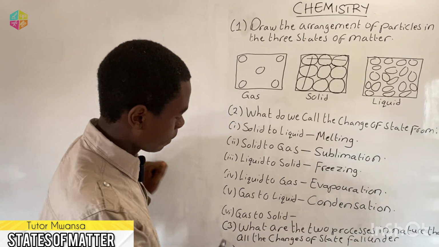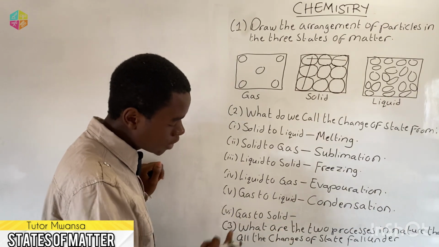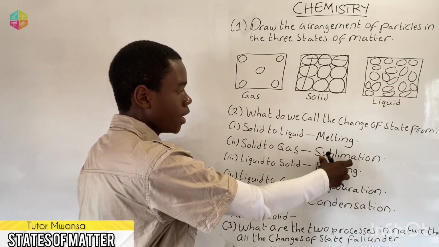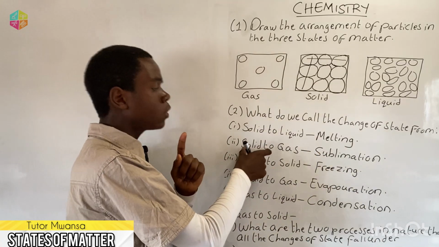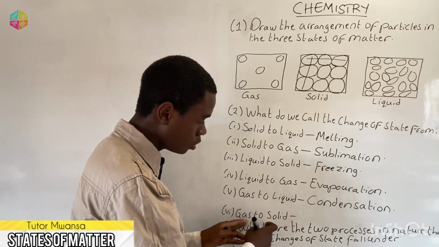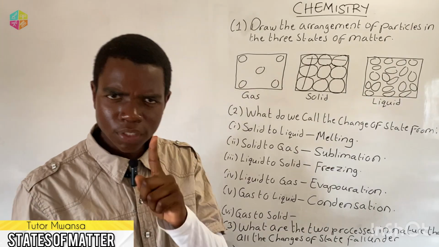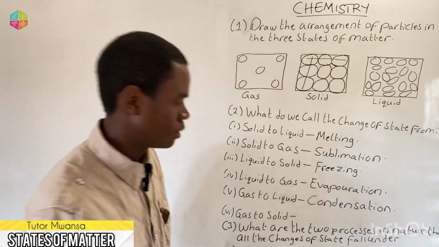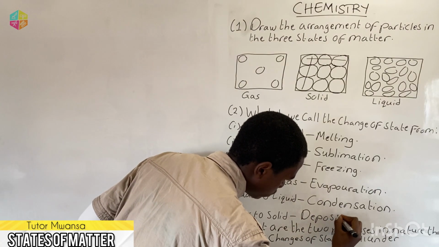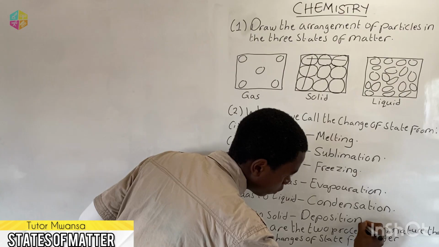Condensation. Okay. What do we call the change of state from a gas to a solid? People confuse this with sublimation. Sublimation is starting from a solid going to a gas. But in this case, we're starting from a gas going to a solid. This process is called deposition. Take note. All right.